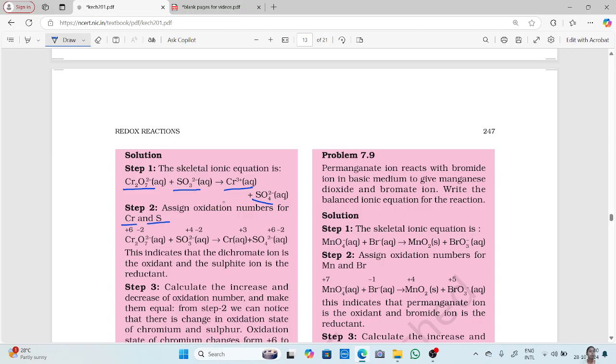Why is the dichromate ion the oxidant? From +6 it has converted to +3, and the sulfite ion has gone from +4, -2 to +6, -2. So this is the reductant and this is the oxidant.